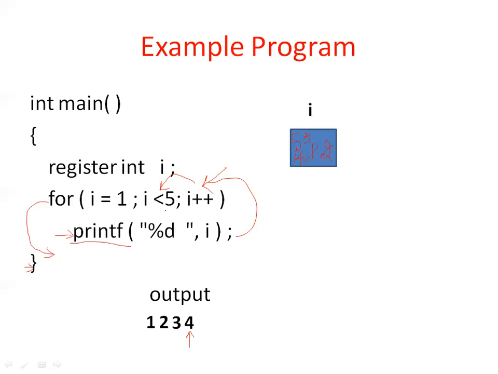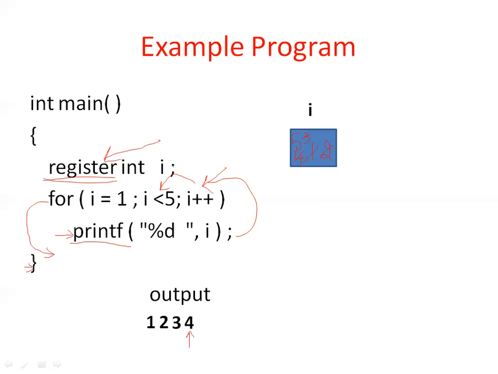This is how the register storage class variable can be declared here. So you can ask a question, why is this I declared with this register storage class? Why not auto? That means we need to know where we should use the register storage class, for which type of variables we should use it.